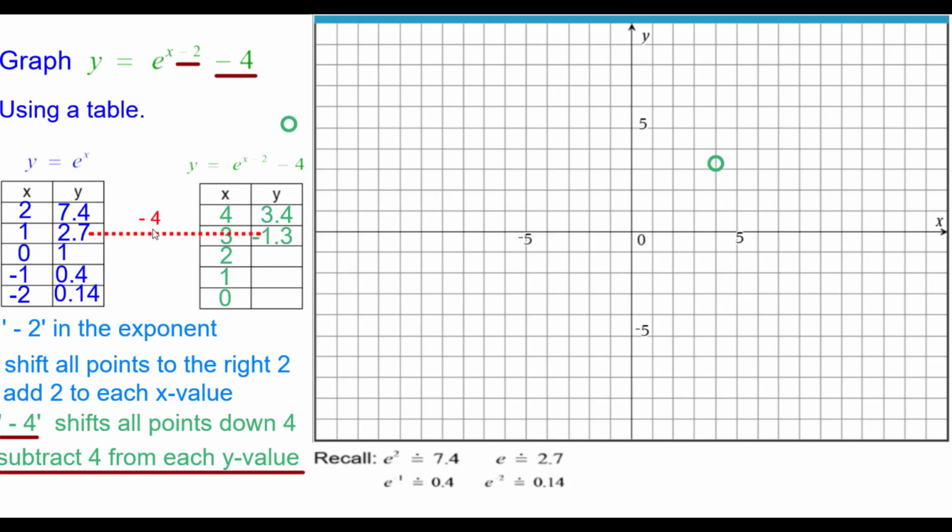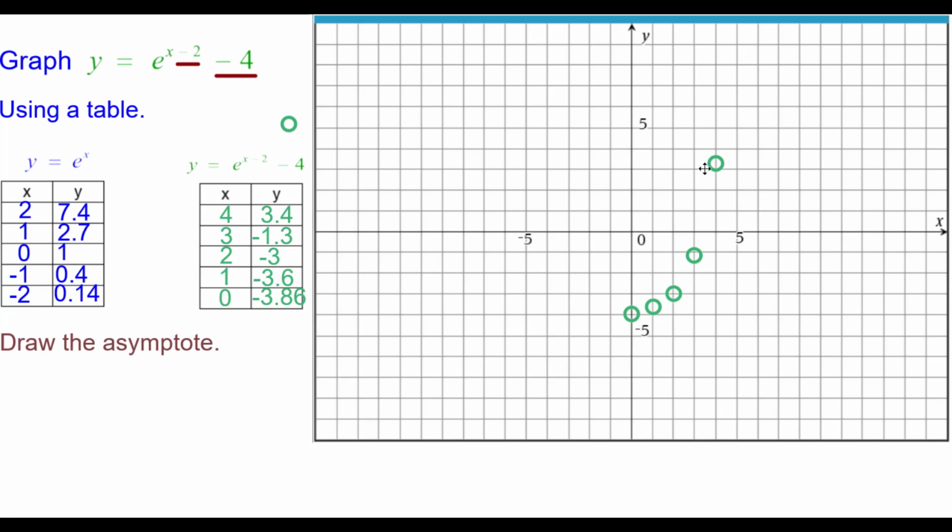It's 2.7 minus 4 is about negative 1.3. 3, negative 1.3. 1 minus 4, negative 3. 2, negative 3. 0.4 minus 4 is negative 3.6. So 1, negative 3.6. And 0.14 minus 4 is negative 3.86. 0, negative 3.86, a y-intercept.